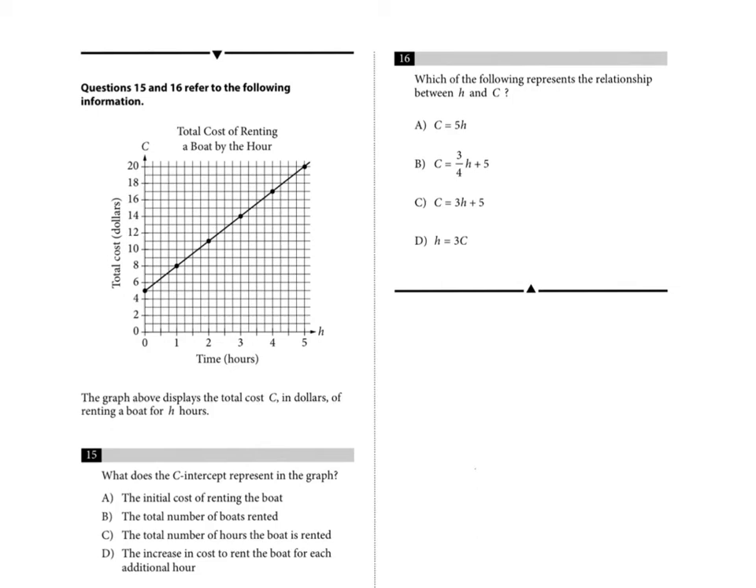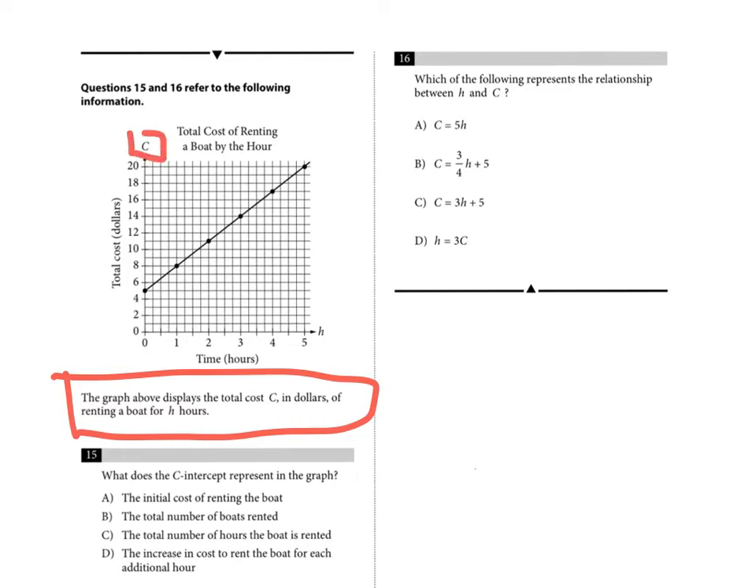Problems number 15 and 16 refer to this information, and here they're giving you a graph that displays the total cost, C, in dollars for renting a boat for H hours. Problem 15 says, what does the C-intercept represent in the graph? Well, here is the C-axis. The C-intercept is this point right here, which is the point (0, 5).